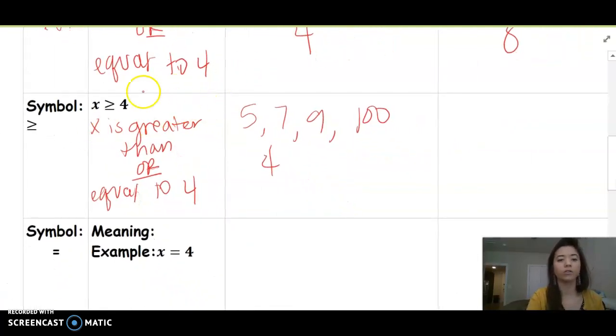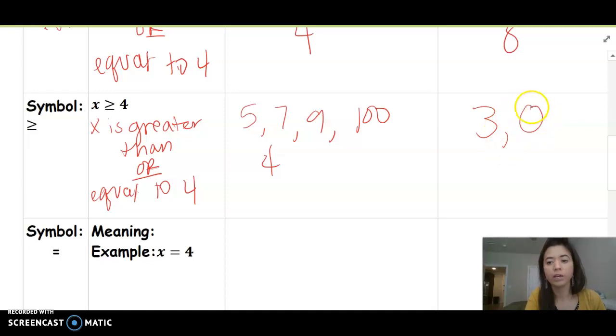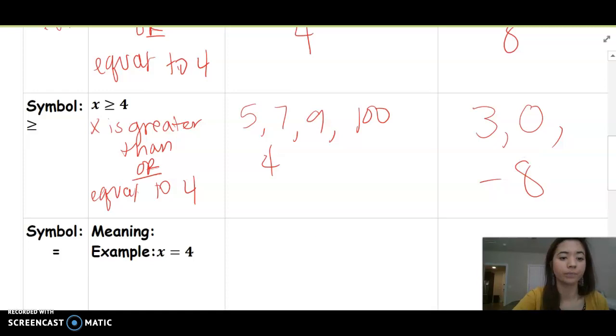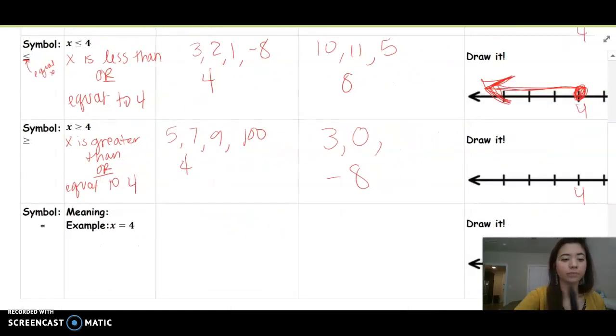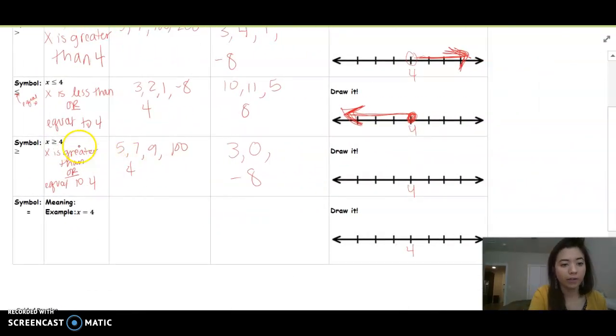Not solutions would be anything that is less than 4 because x is greater than or equal to. So this would be like 3, 0, -8. All of those are not solutions. When we graph it, we have 4 again, and we have the or equal to, so that tells me it includes 4. And then x is greater than. All my numbers that are bigger than 4 are to the right, so that's where my arrow is going to point.